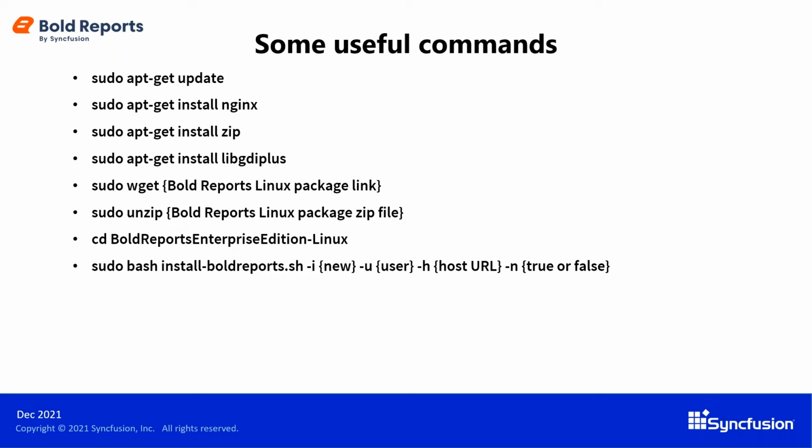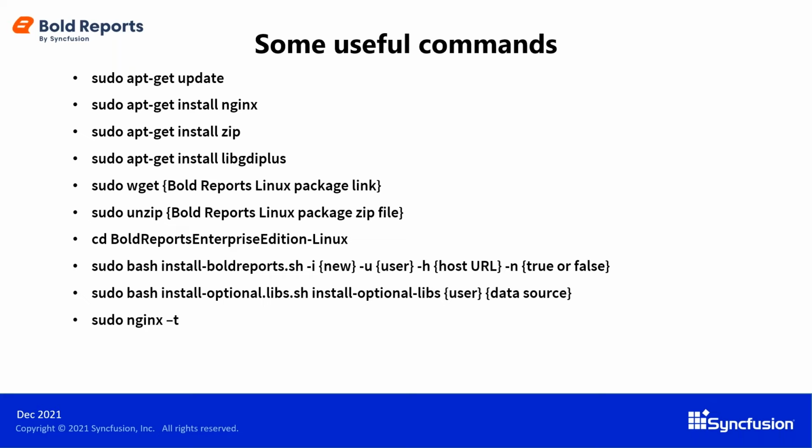I means installation type. It specifies whether it's a new or upgrade installation. U stands for user. It specifies the user or group that manages the service. S denotes host, the domain or IP address of the machine with HTTP protocol. N expresses Nginx configuration. Setting this to true will automatically configure Bold Reports with the Nginx frontend server. This command is used to install the client libraries in our server. This command is used to verify the syntax of the configuration file. The reload command is used to reload the Nginx file.